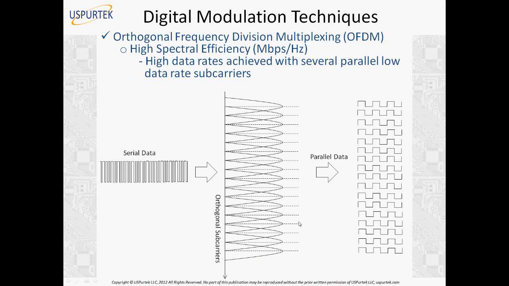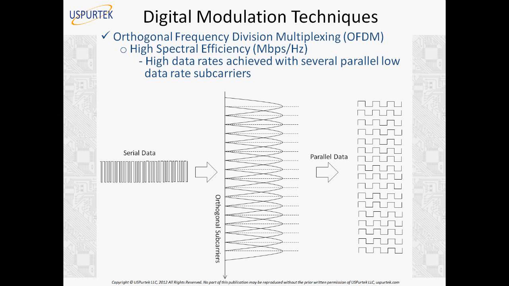High data rates can be achieved with several parallel low data rate subcarriers. And this is a very important key technology used in all wireless broadband technologies, whether it is wireless LAN, WiMAX, LTE, or wideband CDMA. We use OFDM. OFDM is the key to that high bandwidth. How do we get 54 megabits per second or even 100 megabits per second? By using multiple subcarriers which are orthogonal to each other and which carry parallel data streams.